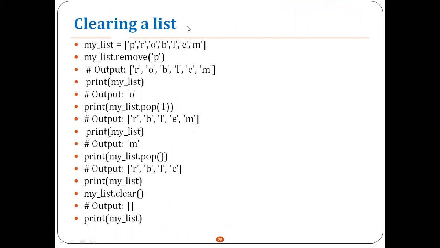But there is something called clearing the list, right? It actually clears the contents of the list without physically removing it from the memory. The list is still there, but its contents will be set to an empty list. So look at one example of clearing the list. My list is equal to PROBLEM. Again, we have 7 elements in the list. I want to delete a particular element in the list. You can do that with my list dot remove, specifying the element name, P.